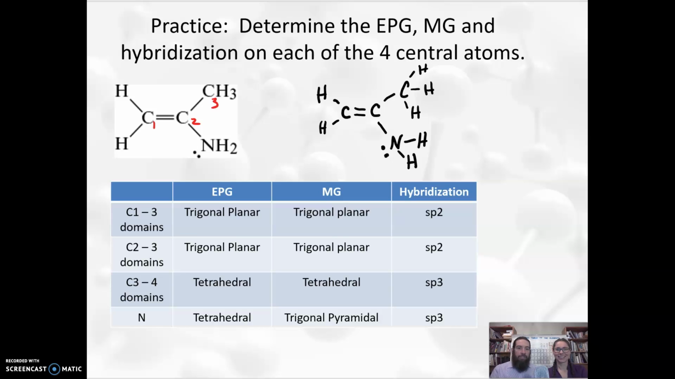Okay, here are your answers. That first carbon has 3 domains. That's trigonal planar electron pair geometry, and the molecular geometry is the same because there's no lone pairs. So 3 domains, sp2. Carbon 2 also has 3 domains, sp2. Carbon 3 has 4 domains, 3 hydrogens and a carbon. That's an sp3. And our nitrogen is also sp3 with the 4 domains. But look at how the electron pair geometry is different than the molecular geometry because of that lone pair of electrons.